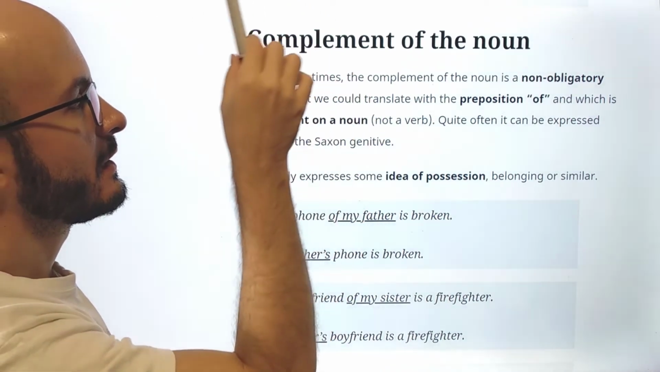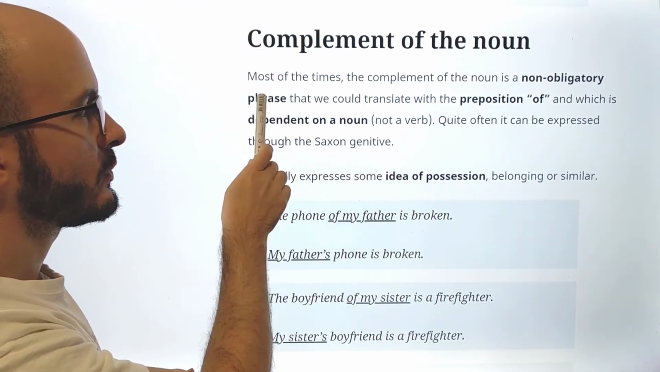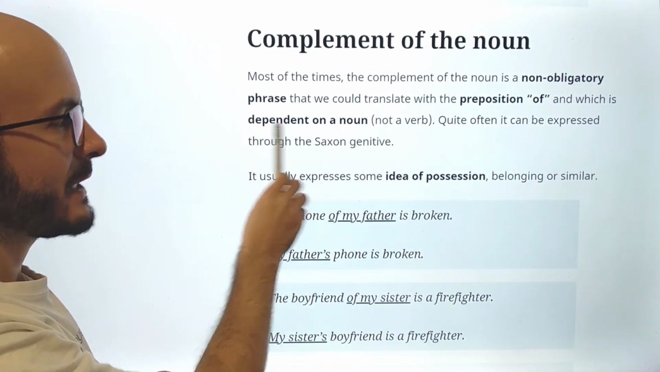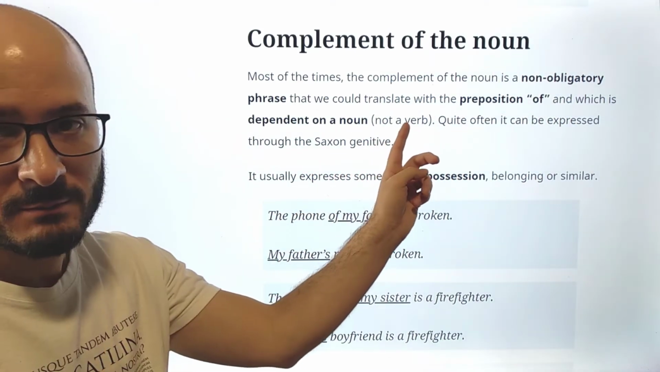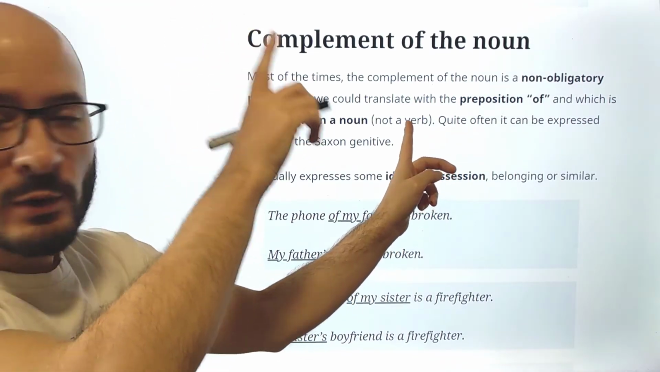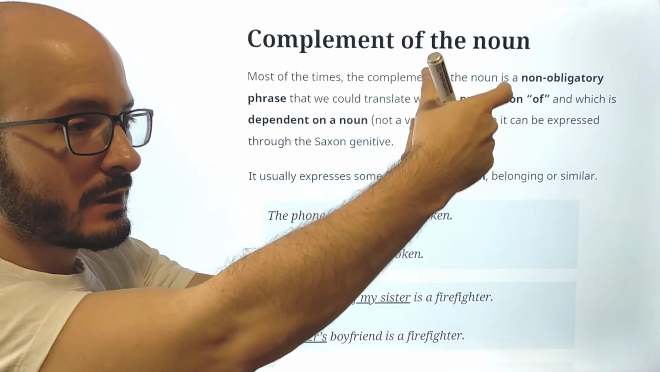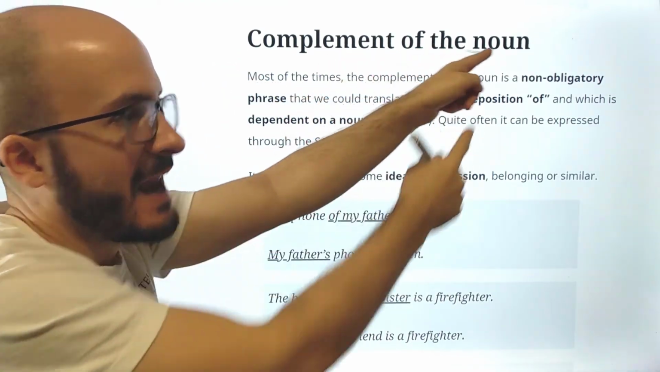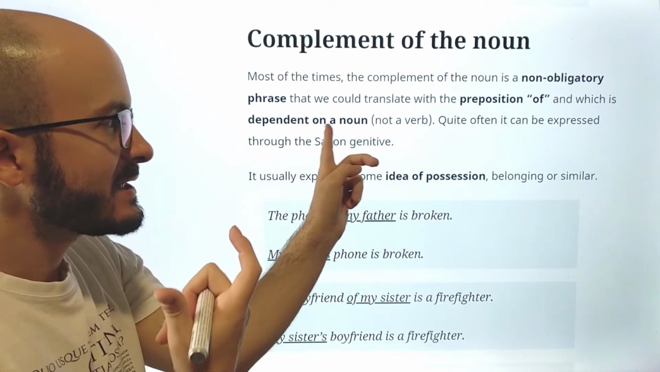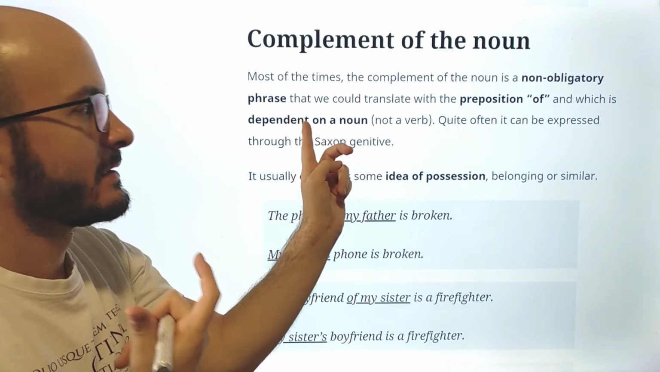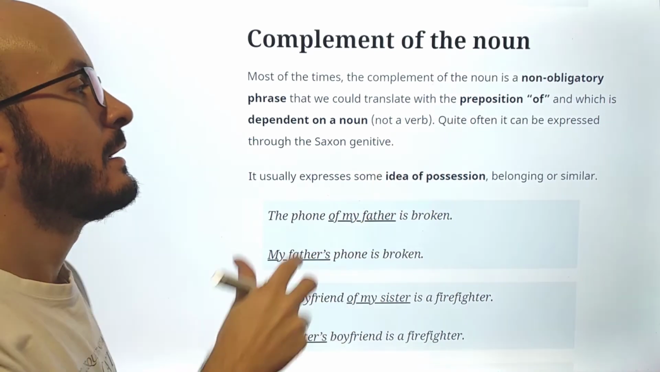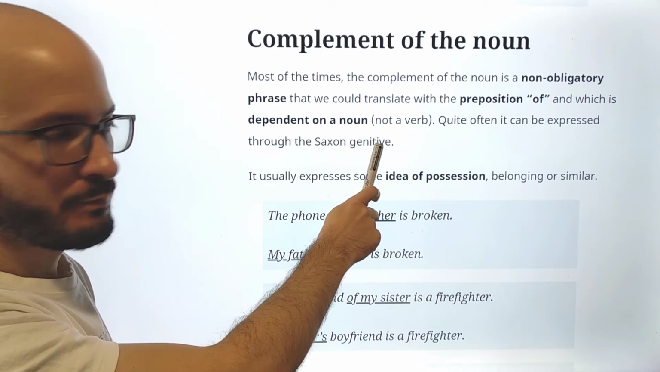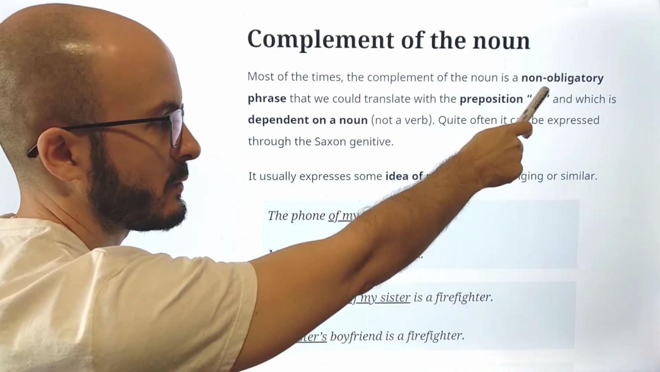Most of the times, the complement of the noun is a non-obligatory phrase that we could translate with the preposition of, and which is dependent on a noun, not a verb, because until now, we were saying that the complements were complements of the verb. Now, this is specifically complement of the noun. So it is dependent on a noun, not a verb. Okay? Quite often it can be expressed through the Saxon genitive or with the preposition of.